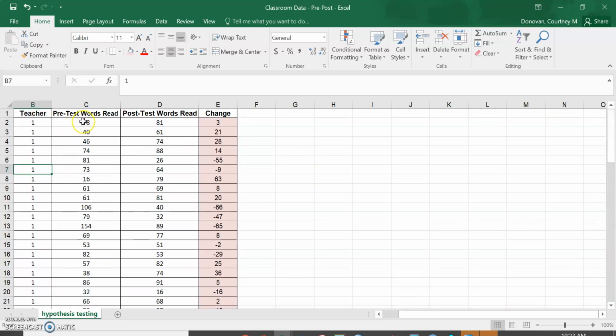It was pre-post because we're looking at one student tested twice, another student tested twice. That's the pre-post. Independent samples are two completely different samples, classroom 1 versus classroom 2.